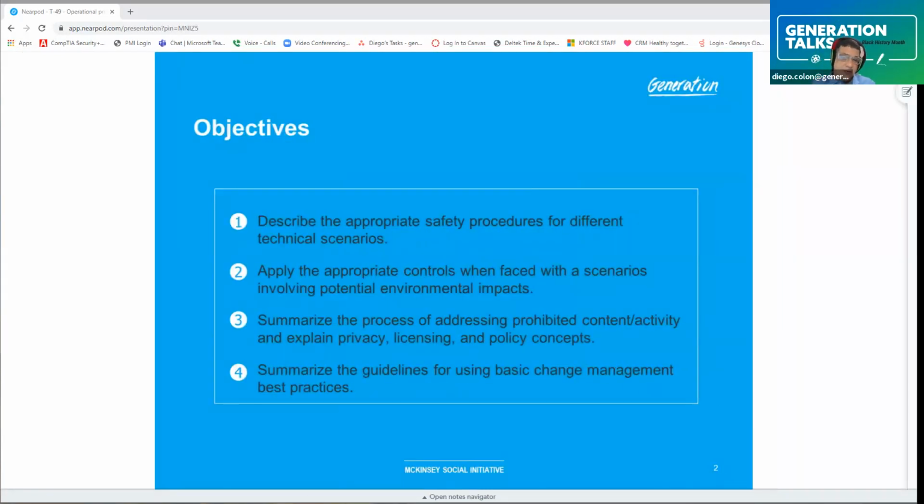By the end of this session, our ultimate goal is to be able to describe appropriate safety procedures in different scenarios, apply the appropriate controls when faced with these given scenarios, summarize the process of addressing prohibited content activity, and be able to explain privacy, licensing, and policy concepts, summarize the guidelines for using basic change management.